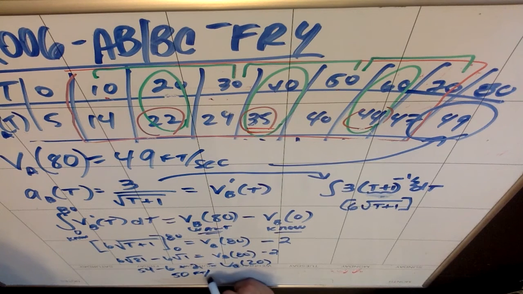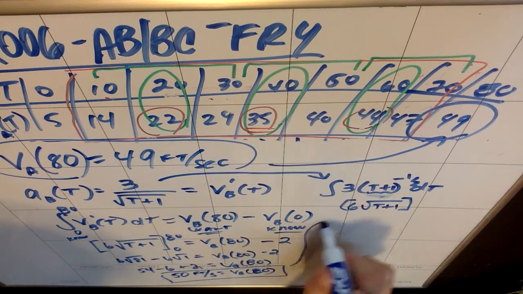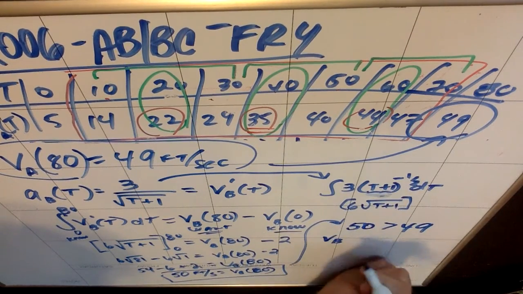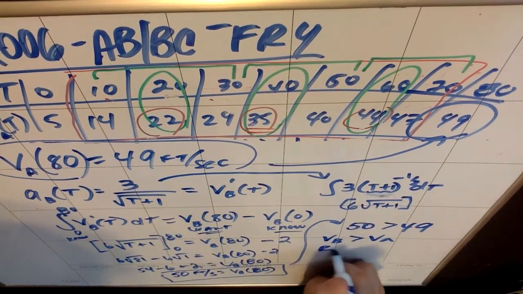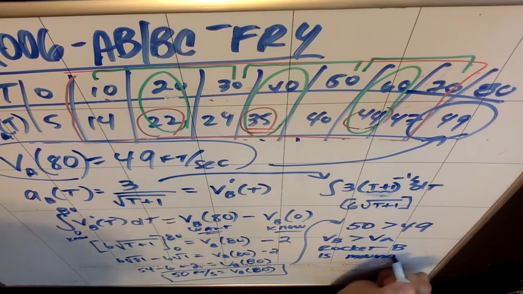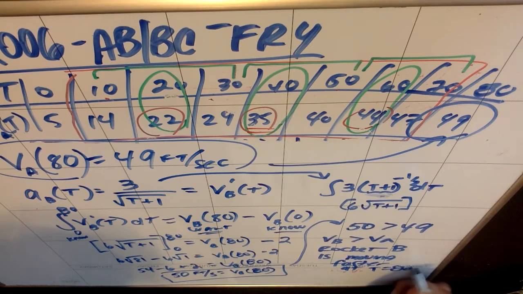So when I clean all of this up, I think I get 50, and it should be in feet per second, is my V_B of 80. I don't know how I turned that into a 20 two steps ago, my bad. Okay, so I get V_B is 50 feet per second, and I get V_A is 49 feet per second. So since 50 is bigger than 49, V_B is greater than V_A, so rocket B is moving faster at t = 80 seconds.